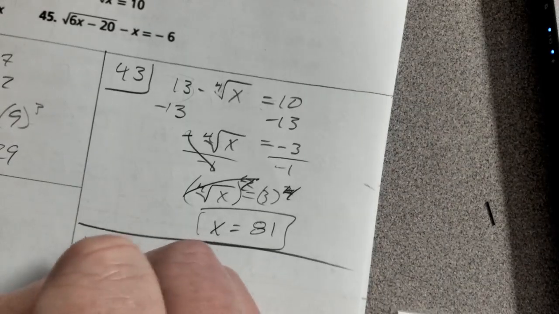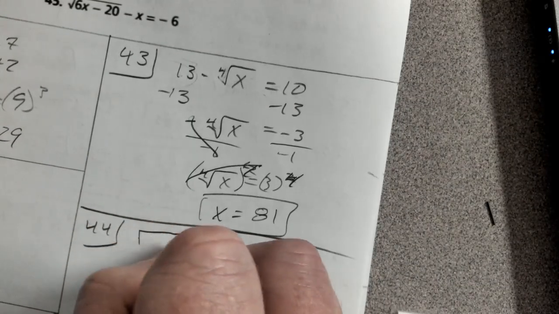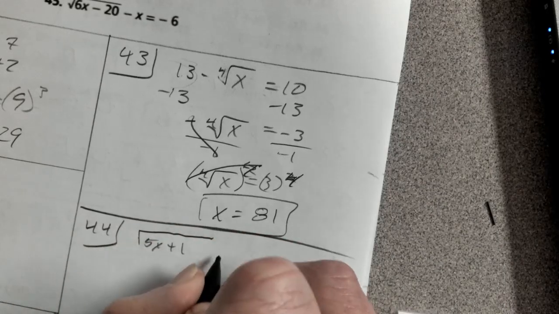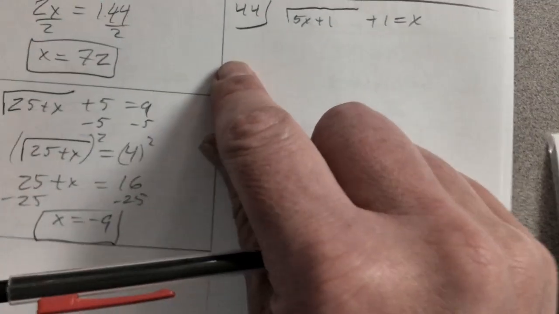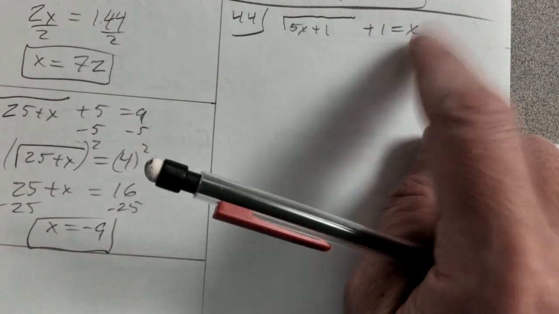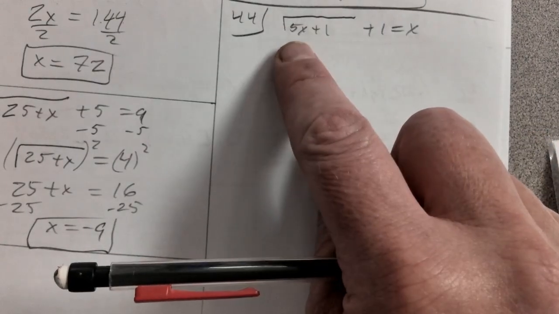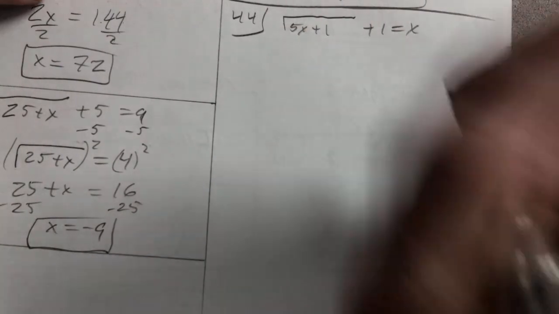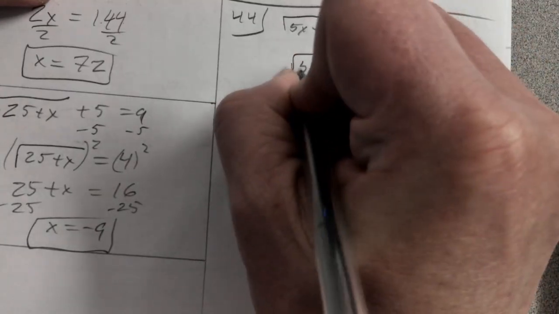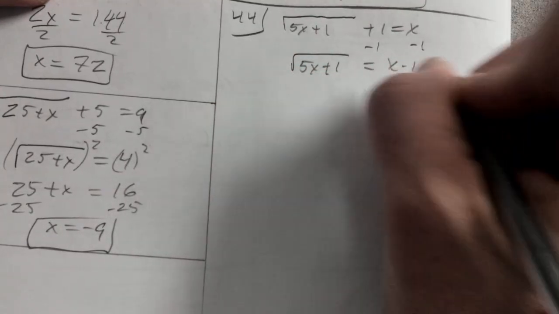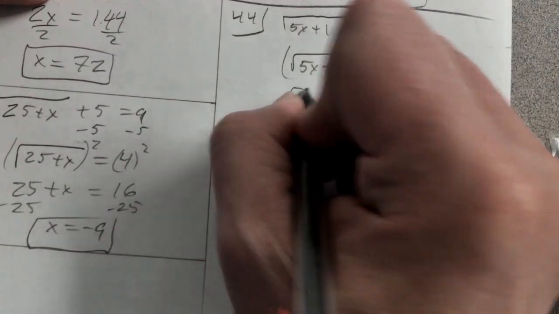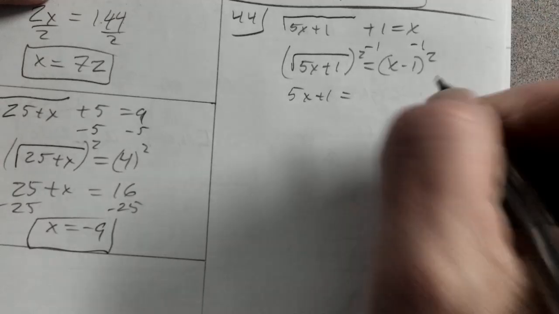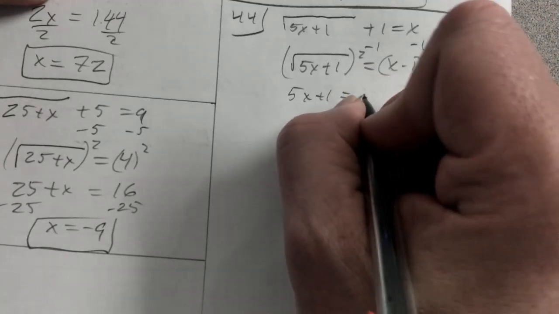Okie dokie, 44. We have the square root of 5x plus 1 equals x. So yesterday, somebody said x is already solved for. Are we done? The problem is that there's another x involved, so that's a little bit more complicated. So here we have to subtract the 1 from both sides. So the square root of 5x plus 1 is equal to x minus 1. Raise both sides to the power of the index, so we're going to square both sides, and we get 5x plus 1 is now equal to, here we have to FOIL, right? x minus 1 times x minus 1, and the shortcut says x squared minus 2x plus 1.